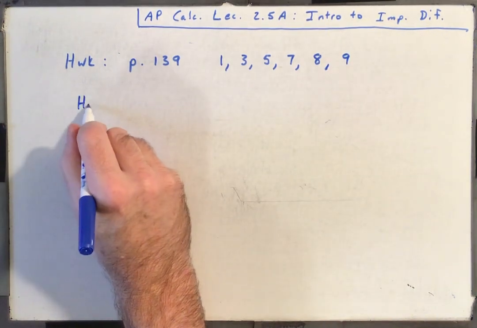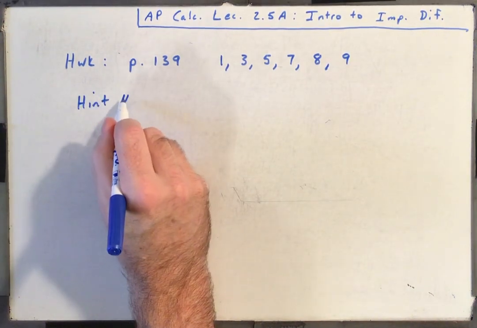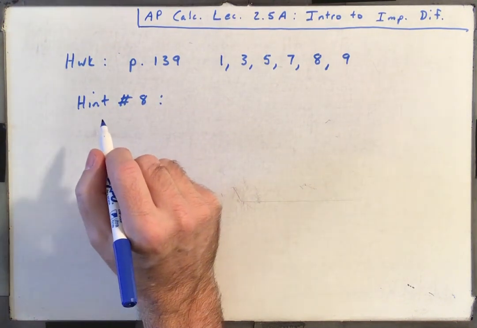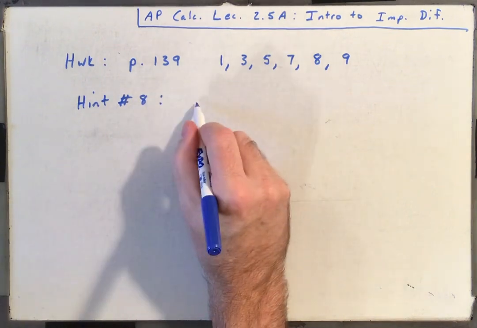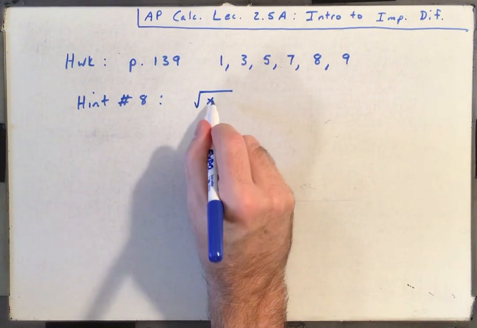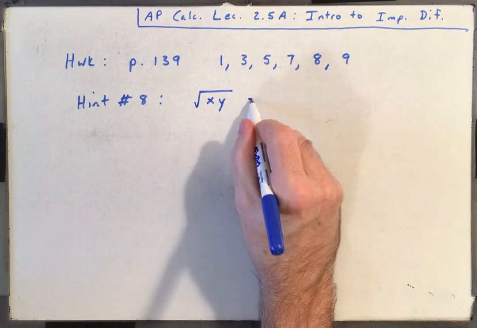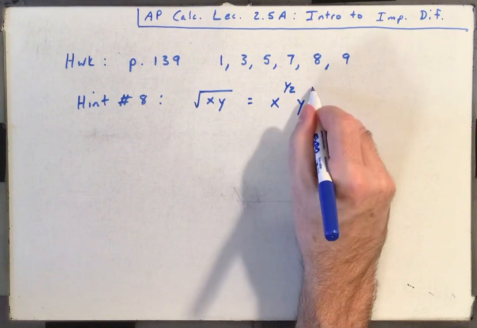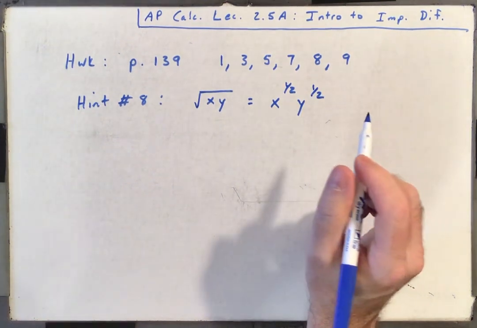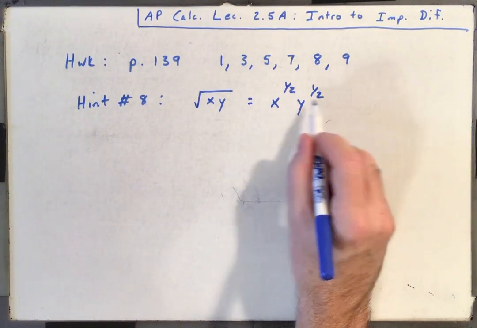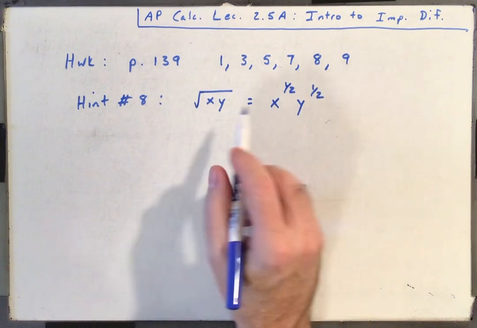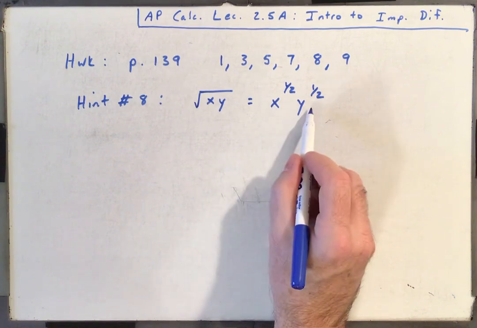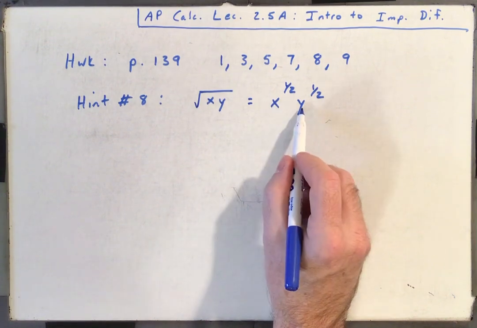And let me give you a hint for number 8. You don't have to use this hint, but you might find this helpful. If you have the square root of x times y, that's the same thing as x to the 1/2 times y to the 1/2. You don't have to use this hint, but that way you can do it as a product rule when you're taking the derivative there.